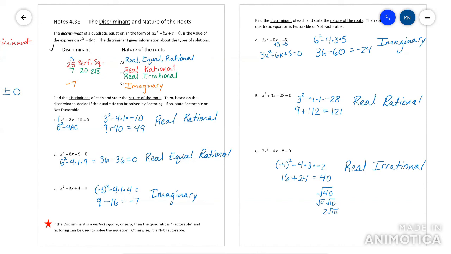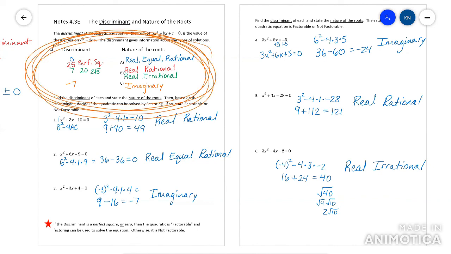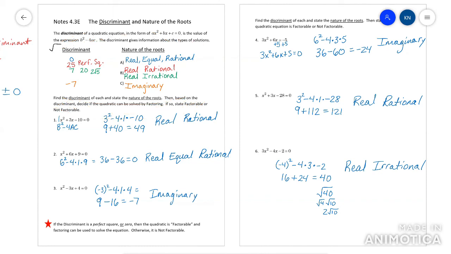That's irrational. So if I were you, I would study this right here and know the different situations that you're going to be put in and what the roots are going to be doing based on each situation. Hope this video helped.